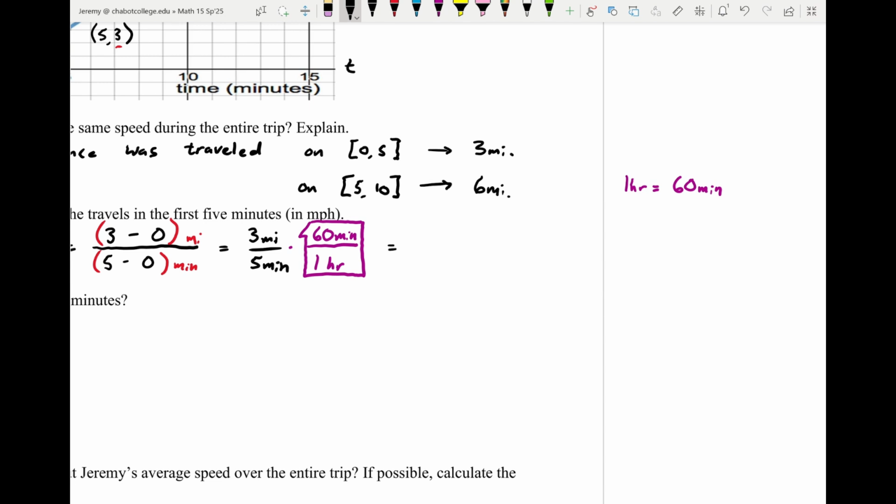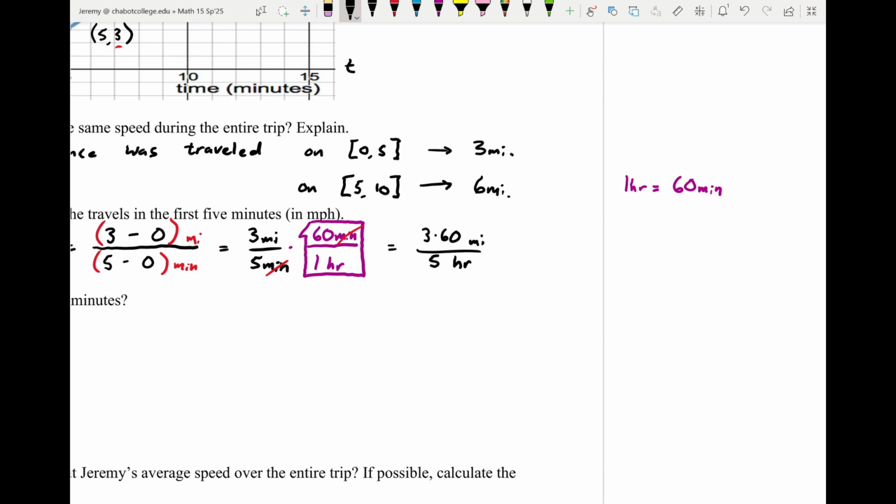So here's what happens. The minutes cancel out. We sort of think of the units as being factors in this multiplication problem here. And I could have put hours on top and minutes on the bottom, but I did it this way because I wanted the minutes to cancel out. So those cancel out, and I'm left with 3 times 60. And we still have the miles units up top. And down in the bottom, we have 5 times 1 hour. So we have the hour units down here.